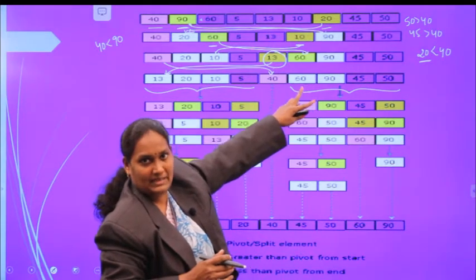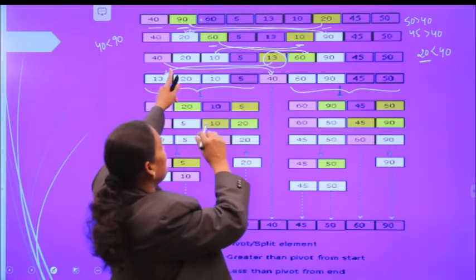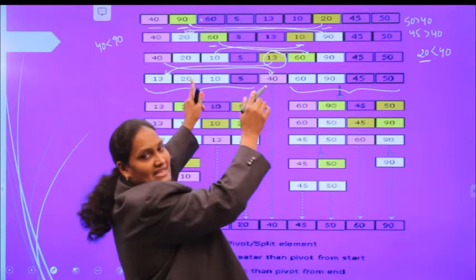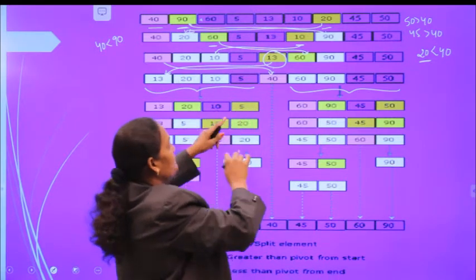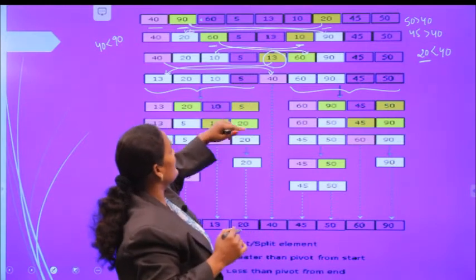This is the less element. So this greater element and that less element both are to be swapped. Now I swapped 90 with 20. So after that I am continuing the same procedure.